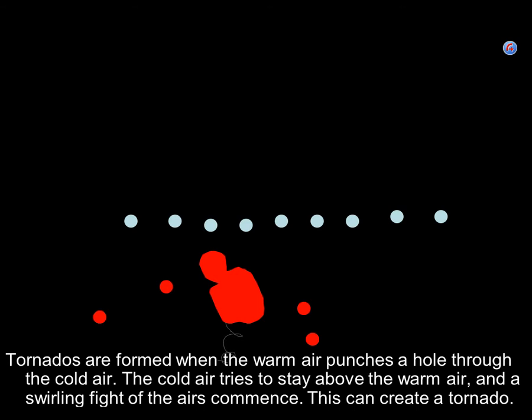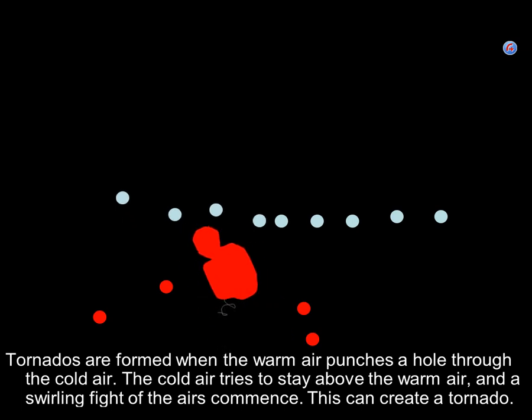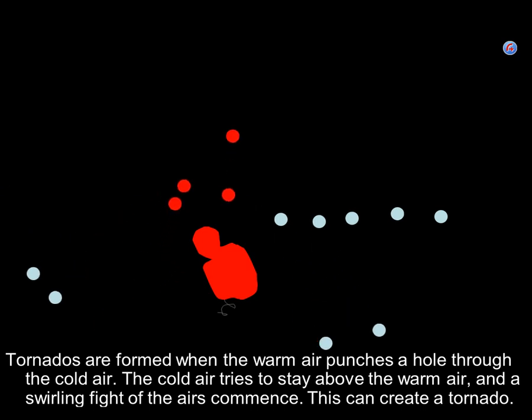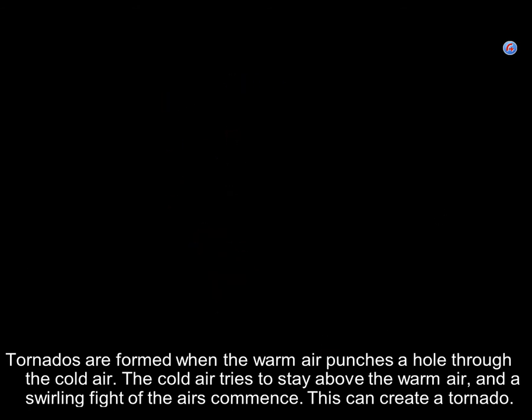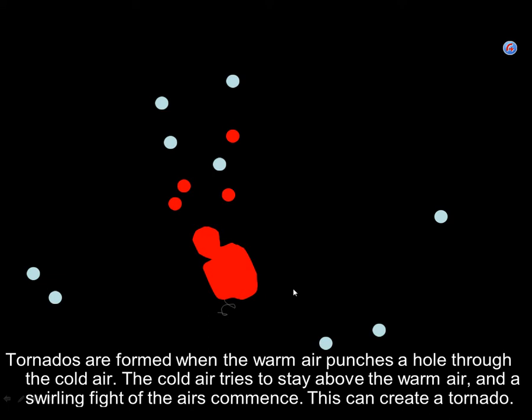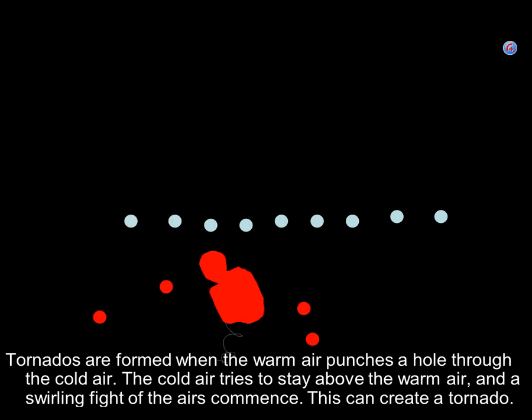What's happening here is tornadoes can form when the warm air gets through all the cold air. But the cold air tries to stay above the warm air, so it's kind of like they have an air war. And it swirls around and it can create a tornado. Okay, what is this thing out here? That's kind of like a boxing glove, punching a hole through the air. And it's punching a hole through the cold air.